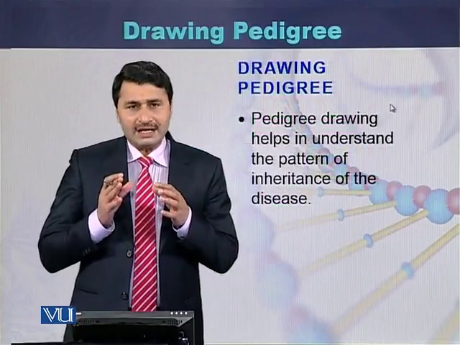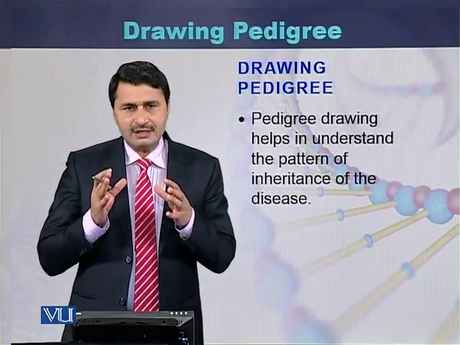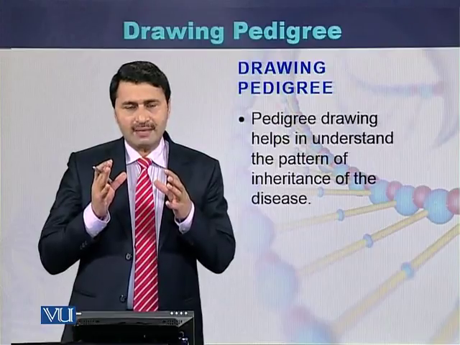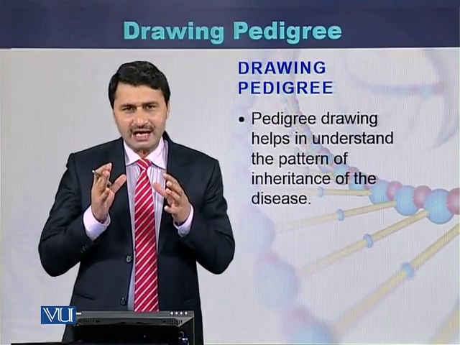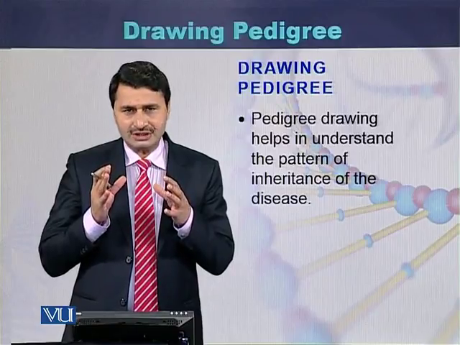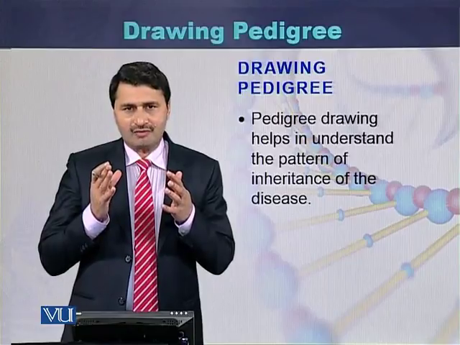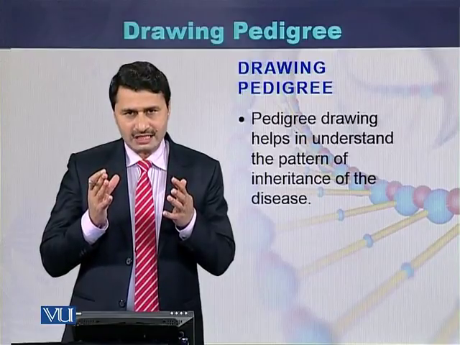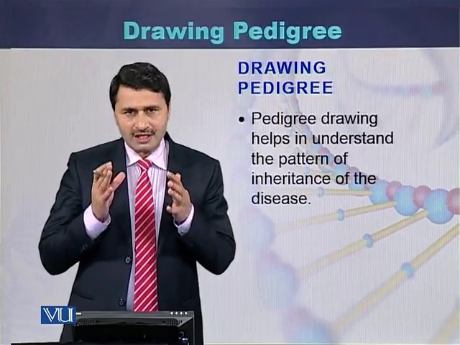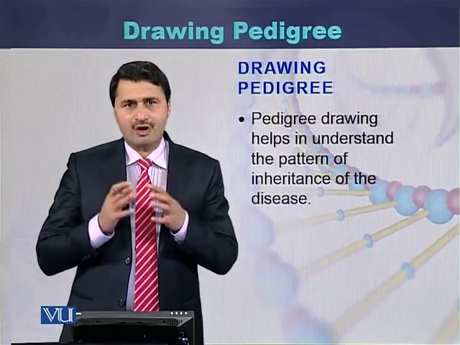So a pedigree is a family tree. With the help of the pedigree, we can identify the pattern of inheritance of the disease, whether the disease is inherited in the form of autosomal dominant, autosomal recessive, or X-linked. So pedigree drawing helps us to identify the pattern of inheritance.